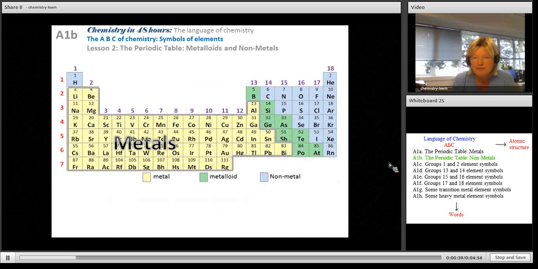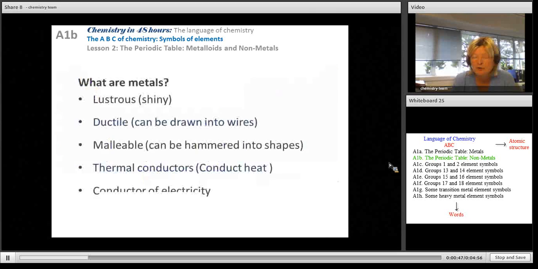Looking at the types of elements we can get, last time we looked at metals, this time we'll look at nonmetals and the metalloids. First, what are metals? Because we're going to compare the nonmetals to the metals. Metals are lustrous, ductile, they can be drawn into wires, malleable, can be hammered into shapes, thermal conductors, and conductors of electricity.